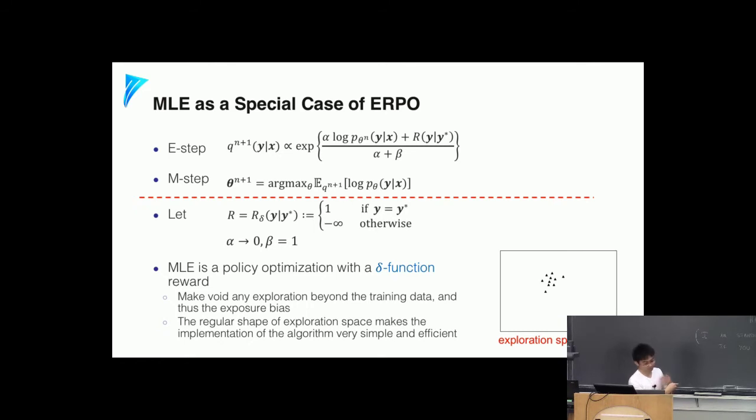But the advantage of this configuration is that we have a regular shape of exploration space, because this Q distribution just degenerates to the data distribution. So the implementation of this method is pretty simple. We just sample from the empirical data distribution and maximize this log likelihood. So MLE is very easy to implement in practice, which makes it very popular.